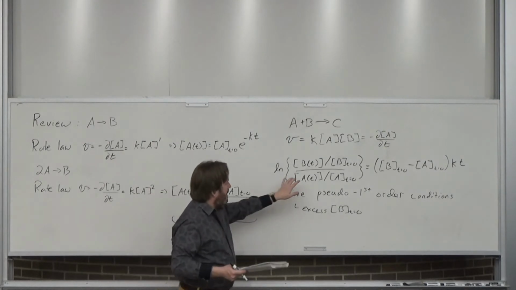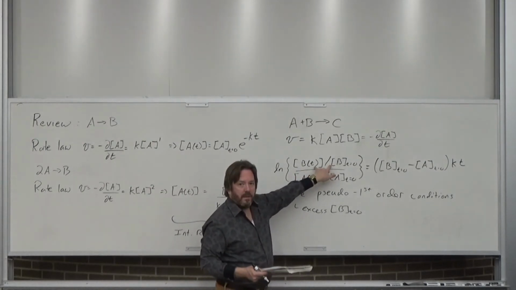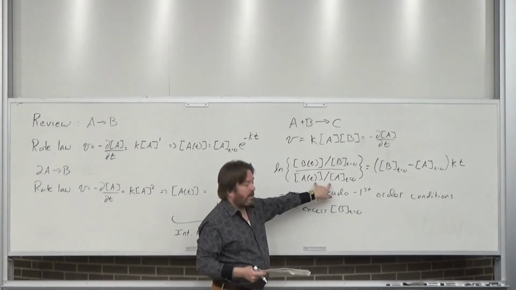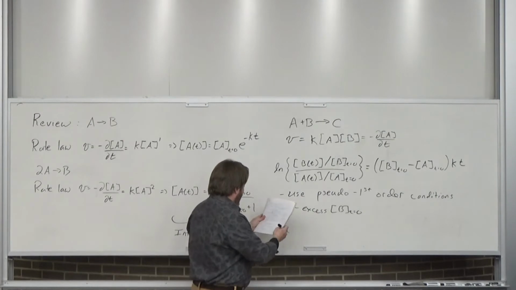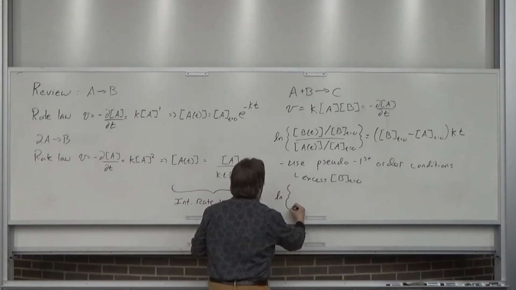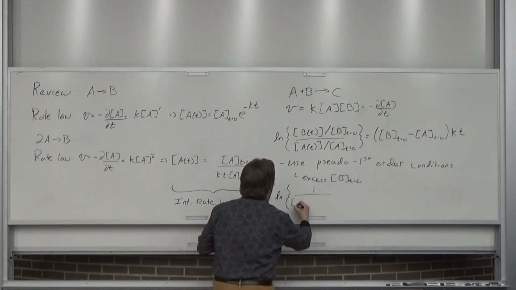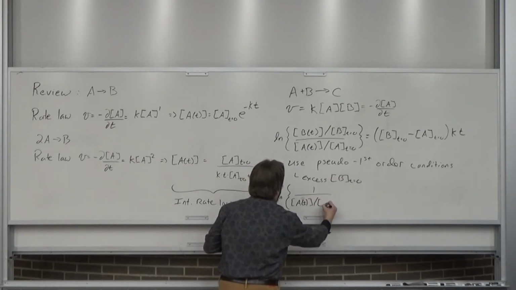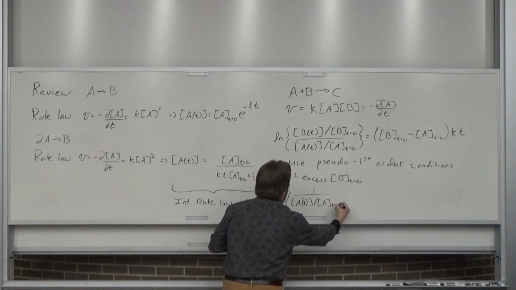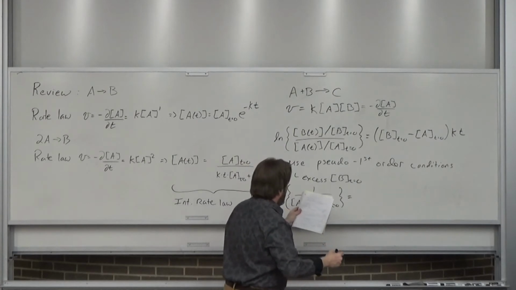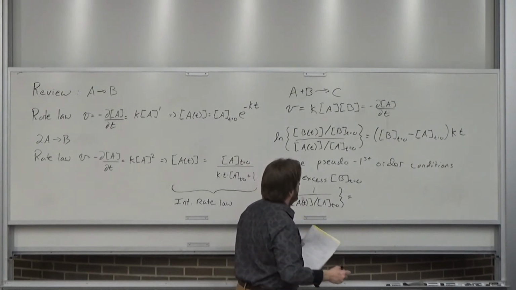Because it'll start at 1 and it'll go down, but it won't go down too much. And this guy will change a lot. Now, in that case, what you have is natural log of 1 over concentration A as a function of time, divided by A that you scooped into the reactor, is equal to, here's the next thing.